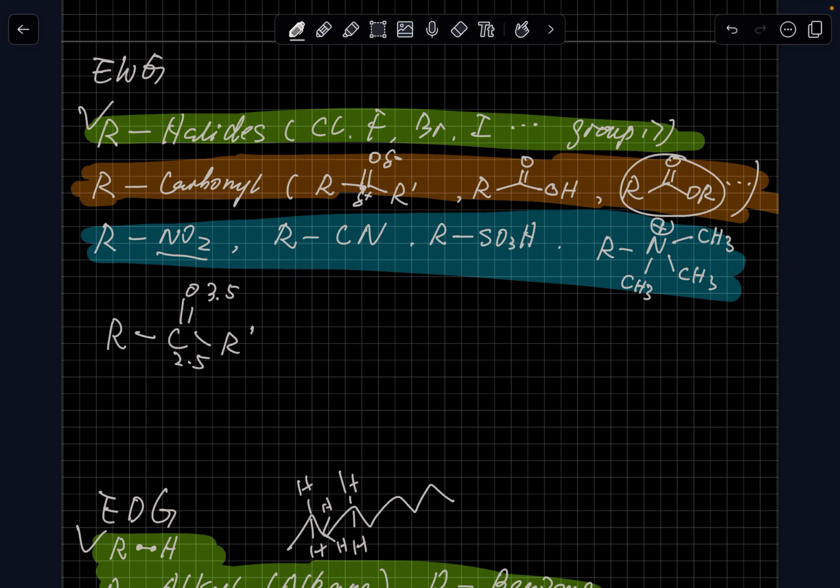And then you can see the same trend if I have an R group, and then this is my nitrogen. Okay, I'm talking about this one now.